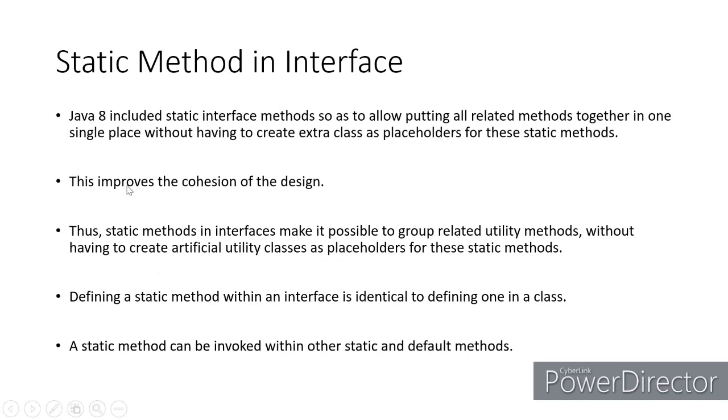What is the advantage of it? It improves the cohesion of the design. One of the principles of good design is that your classes should be cohesive. Classes should be cohesive means what? All the related, relevant functionality of that particular class should be grouped together. Okay, if I am writing a class called employee, then all the functionality which is relevant to that employee should be in the employee class. If I am writing a class called account, then all the methods related to account like withdraw, deposit, show balance, all methods should be there in the class account.